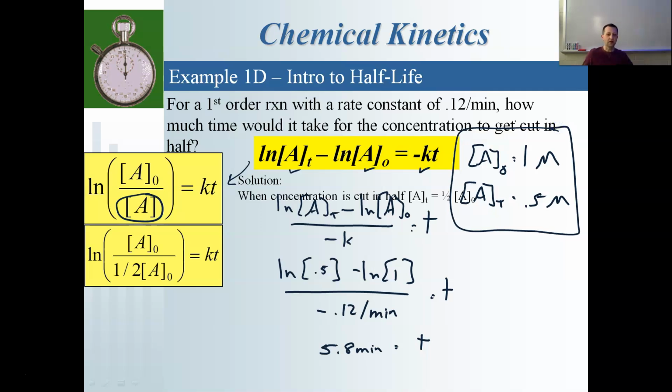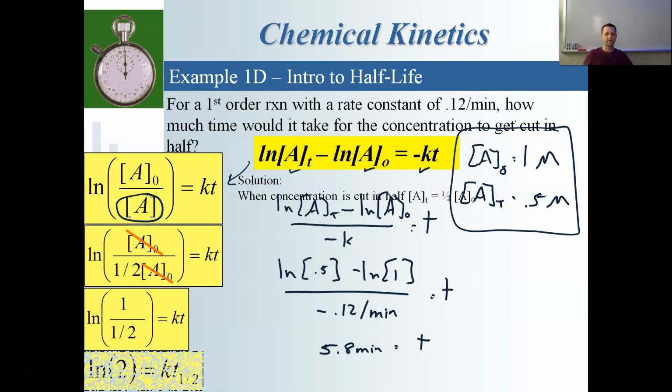Okay? Simplify. Look what happens. Your A sub 0s cancel out. What you're left with is natural log of 1 over 1/2 equals KT. Simplify that further, you get natural log of 2 equals K times T 1/2. And I just made T 1/2 as the half-life. That's the time. Okay?